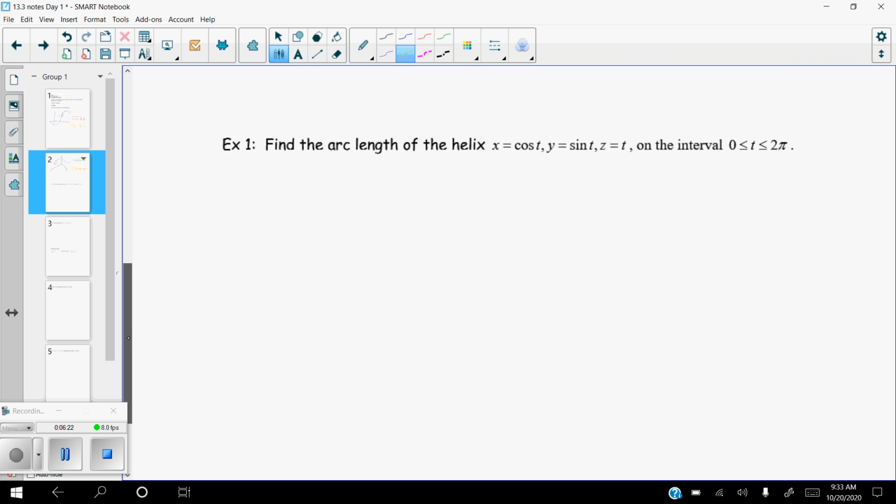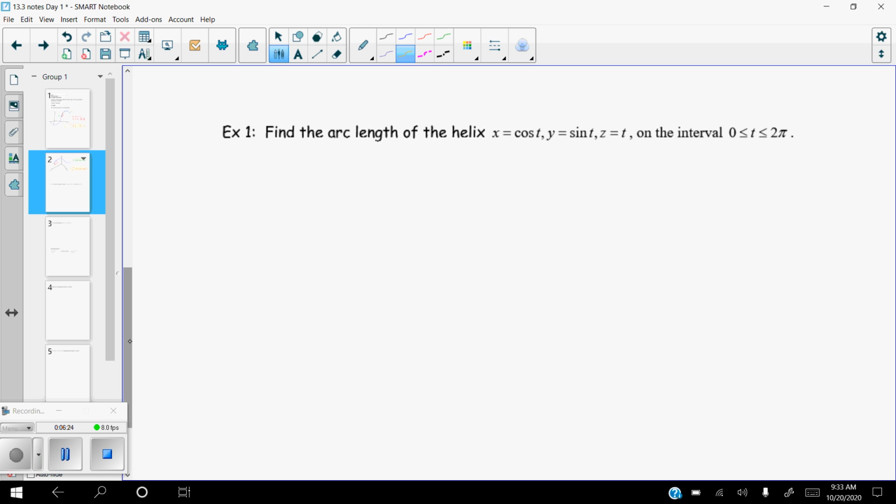Find the arc length of the helix, which is defined as cosine t, sine t, t, from 0 to 2 pi. So we want to find the arc length specifically from 0 to 2 pi. And while you don't necessarily have to draw this one, just to remind ourselves that this helix is going to start here, and then it's going to wind its way up around like this, come all the way back around, and then stop basically what would be over top of the original piece.